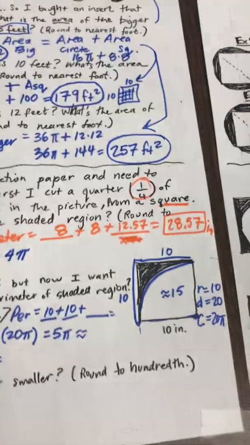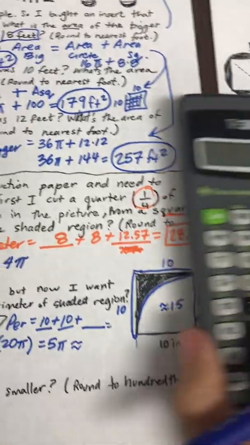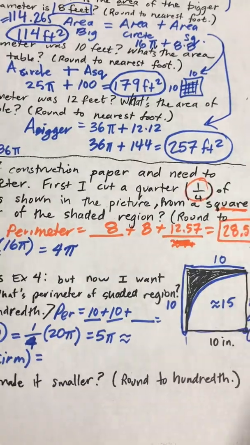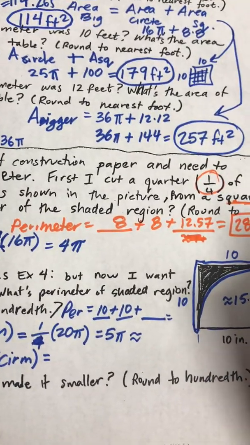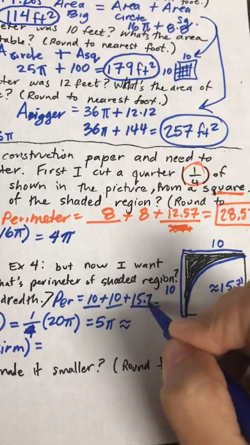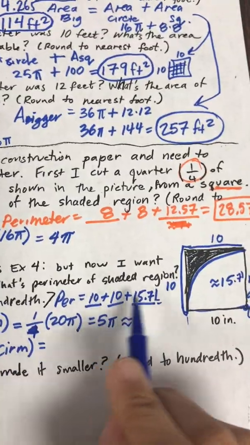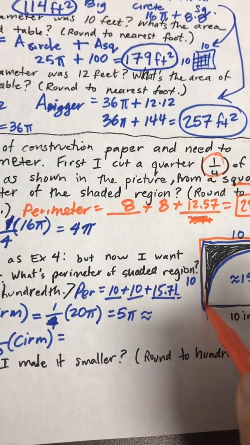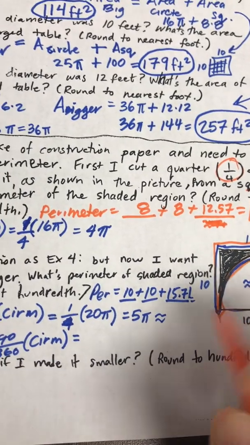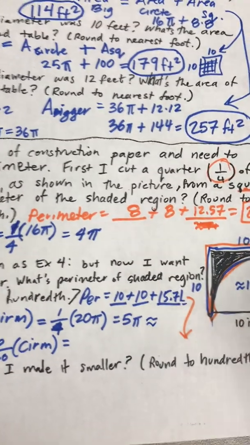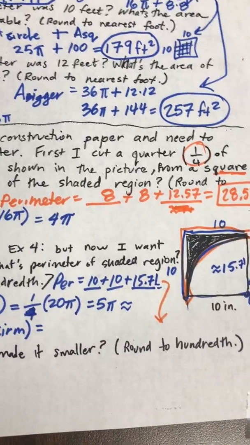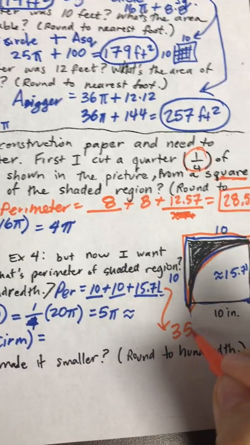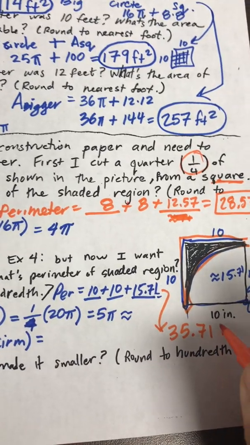So let's figure out approximately how big that number is. 5 times pi is 15.7. Ooh, so I got pretty close. 15.71. And now let's find the full perimeter. So if I walked around this object 10 and 10 and 15.71, my full perimeter would be 35.71 inches.